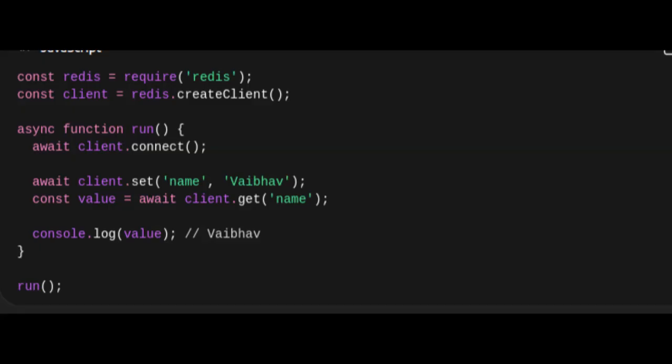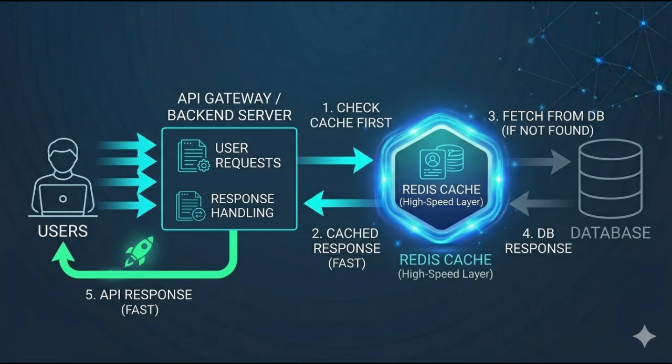Let's quickly look at some of the important features of Redis. Redis is extremely fast because of its use of memory. It follows a key-value structure, which makes it simple and efficient. It supports different data types like strings, lists, sets and hashes. And it is widely used in modern backend systems and system design.